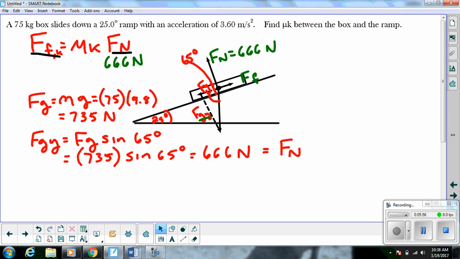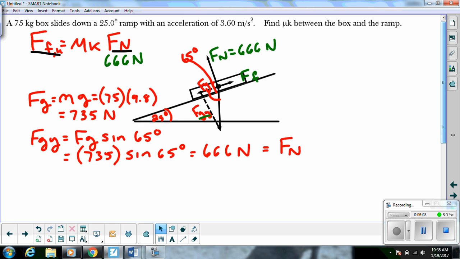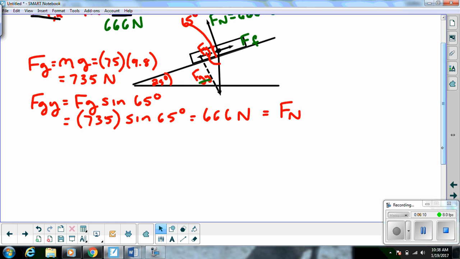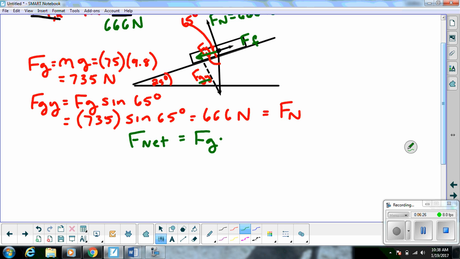Next thing I need is the frictional force. I know that the box is accelerating. So I know that the net force is going to go in the direction of the force of gravity in the x direction. It's going this way. So I know that the net force is going to be the force of gravity in the x direction minus the frictional force.